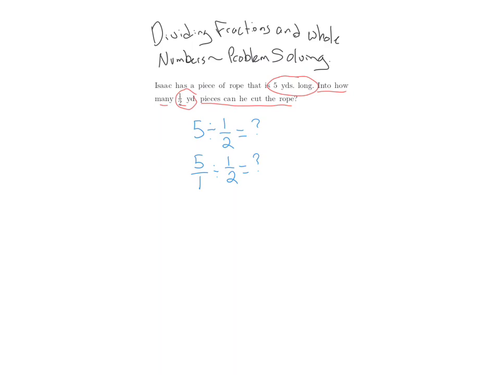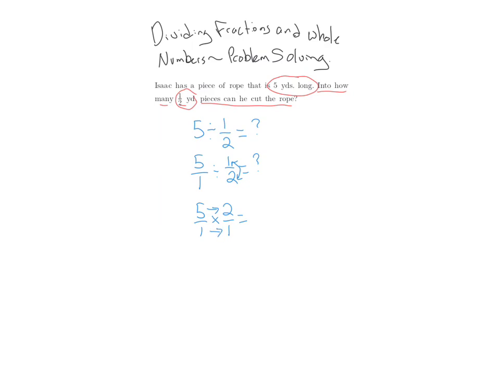Now, if you guys remember from yesterday, we need to find the reciprocal of the fraction that is our divisor. So if I find the reciprocal, that means I need to flip-flop the numerator and the denominator. So I'm still going to have 5 over 1, and this time I'm going to multiply times 2 over 1, and then I multiply straight across, so 5 times 2 and 1 times 1.